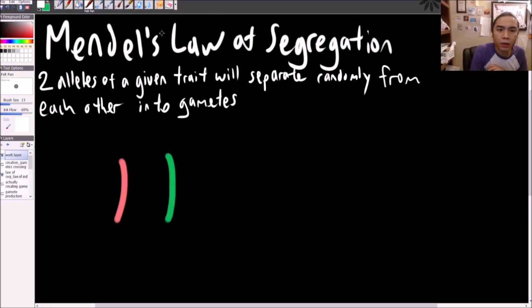We've got to cover 2 of Mendel's laws. I'm going to start with Mendel's law of segregation, which states that 2 alleles of a given trait will separate randomly from each other into gametes. So this basically describes meiosis.